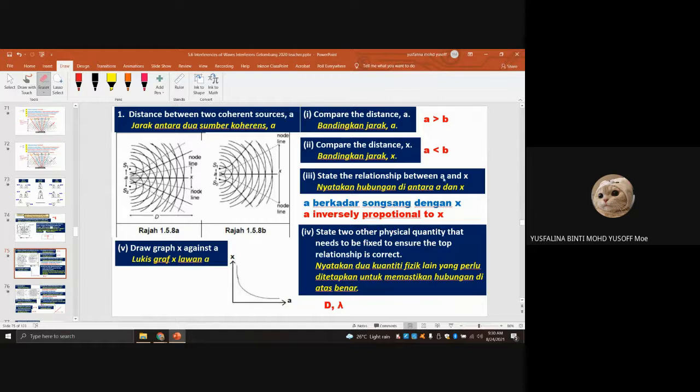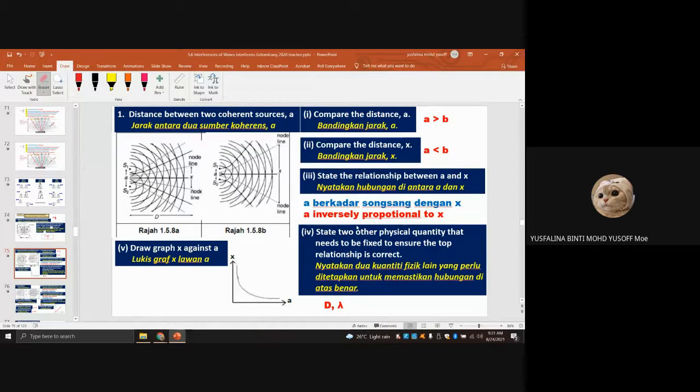Then what is the relationship between A and X? When they use the higher A here, the X becomes smaller. If they use the smaller A, the X becomes higher. So this is an inversely proportional relationship. When they use the higher A, they produce the smaller X, but when they use the smaller A, they produce the higher X. So this one is inversely proportional.